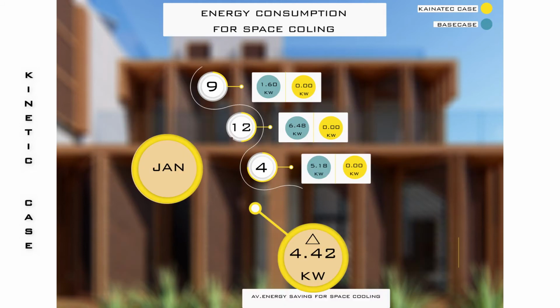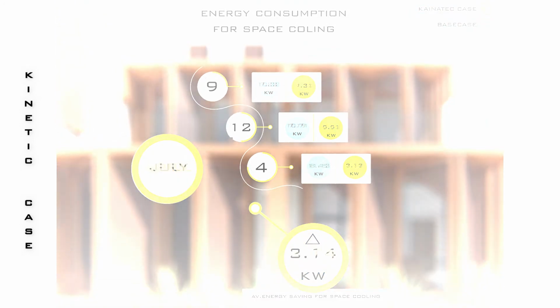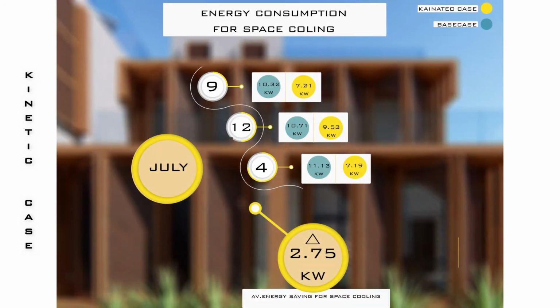In terms of energy consumption, on the 30th of January, an average reduction of 4.42 kilowatts in space cooling energy, and 3.14 kilowatts on the 30th of April, and 2.75 kilowatts on the 30th of July.